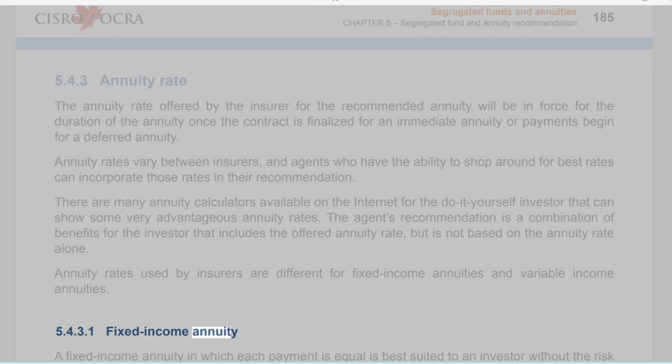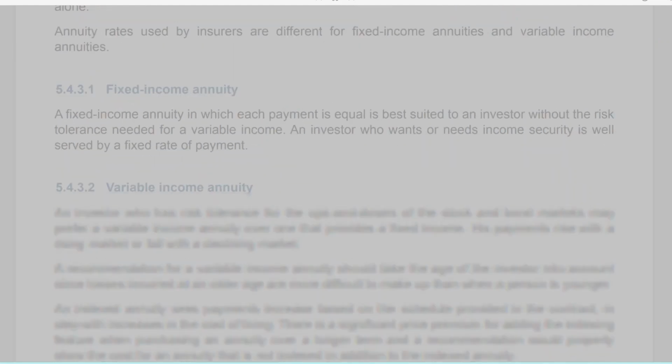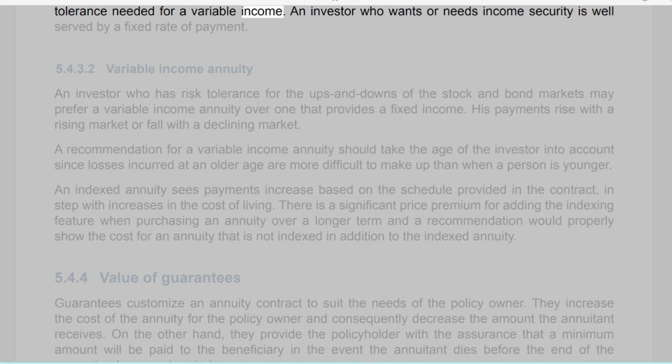5.4.3.1 Fixed income annuity. A fixed income annuity in which each payment is equal is best suited to an investor without the risk tolerance needed for a variable income. An investor who wants or needs income security is well served by a fixed rate of payment.